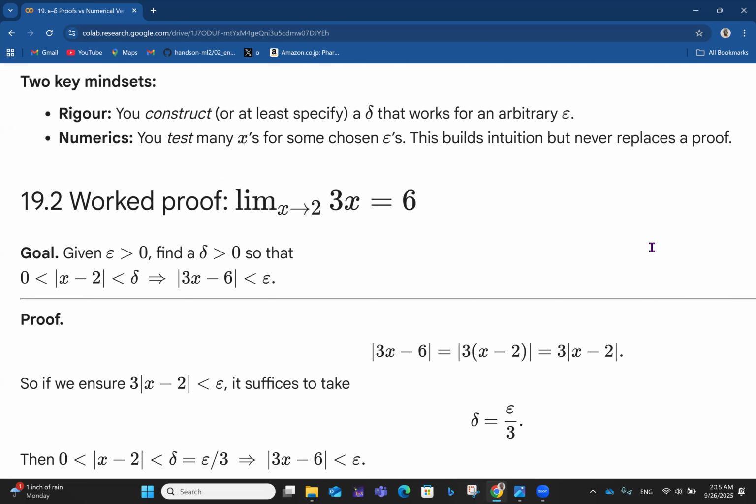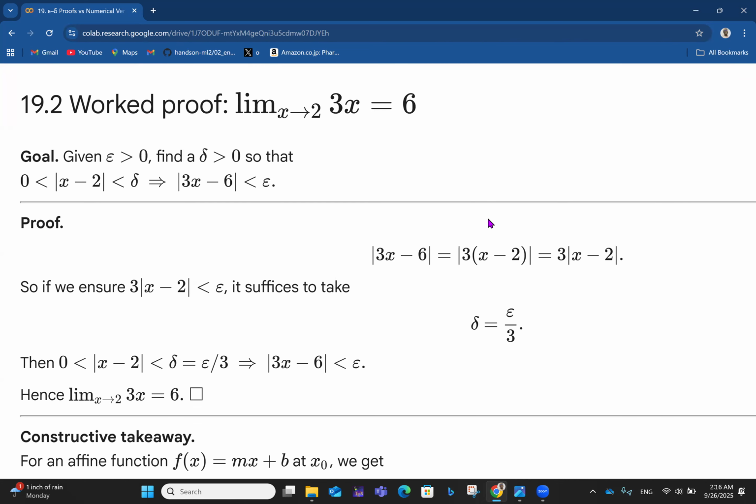The first of all, we talk about the rigor. Of course, if you substitute a number directly, you can just get an answer. But using epsilon-delta, you have to follow the rigor that accompanies real analysis. So you construct, or at least specify, a delta that works for an arbitrary epsilon. And then for numerics, you test many x's for some chosen epsilons. This builds intuition but never replaces a proof. So a proof is more rigorous than just testing numerically.